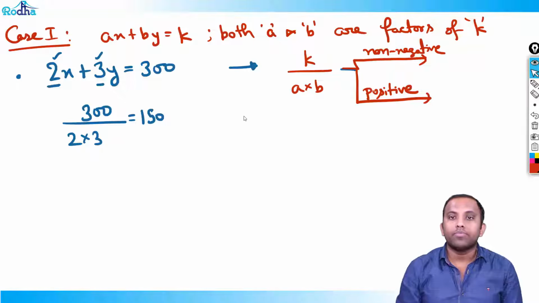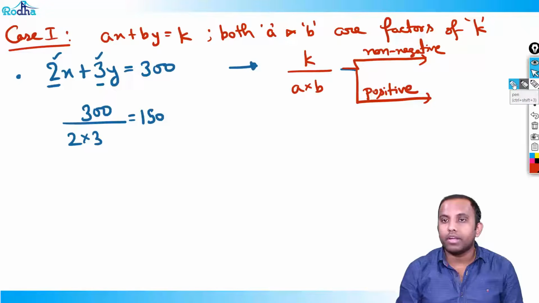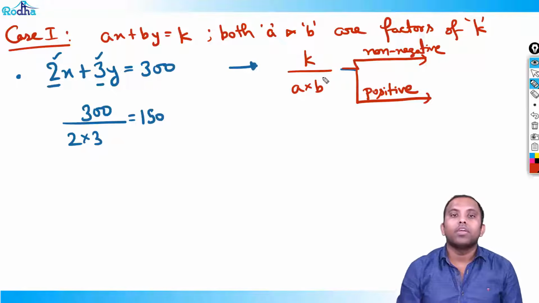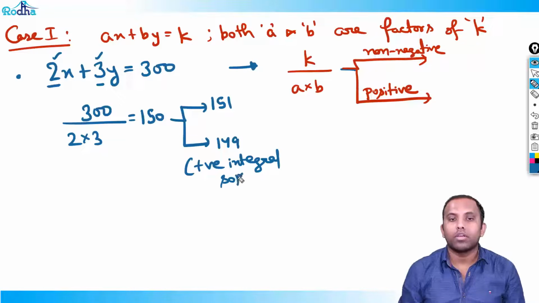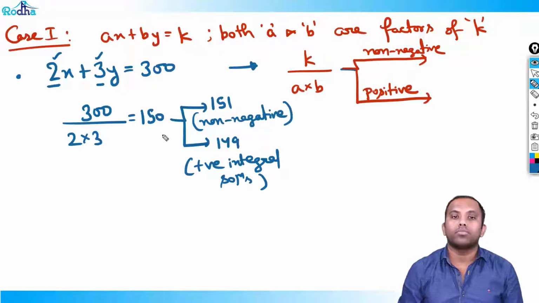Okay. So it is 150 here, right? So what you do here, 150 means it will have 151 non-negative integral solutions and 149 positive integral solutions.